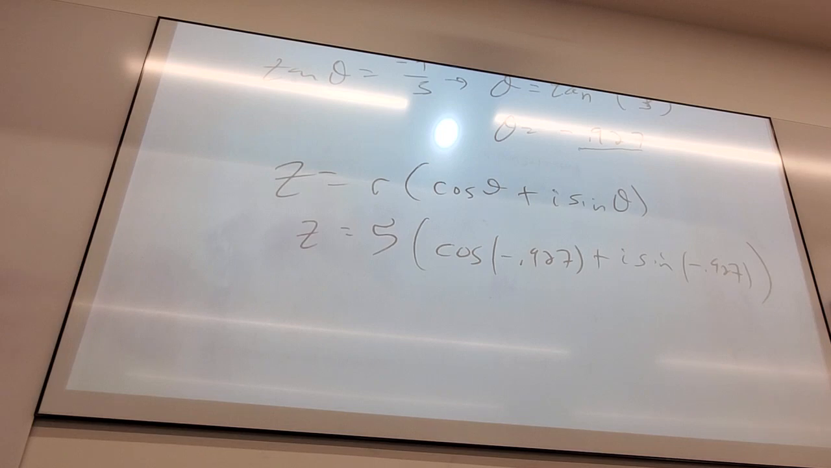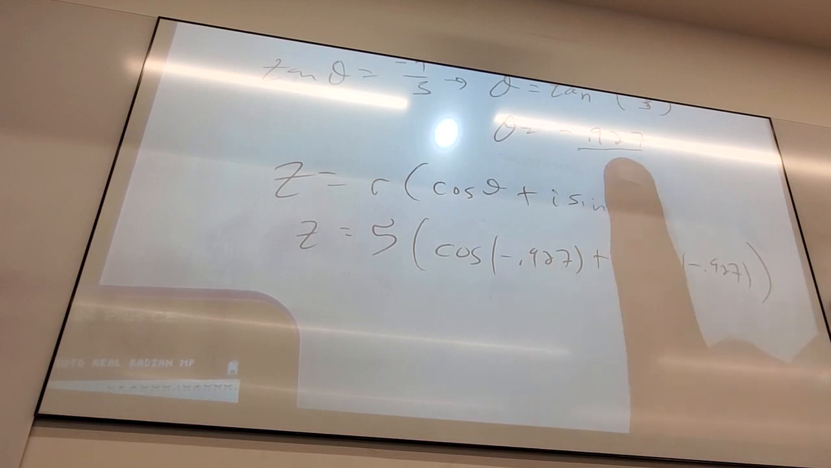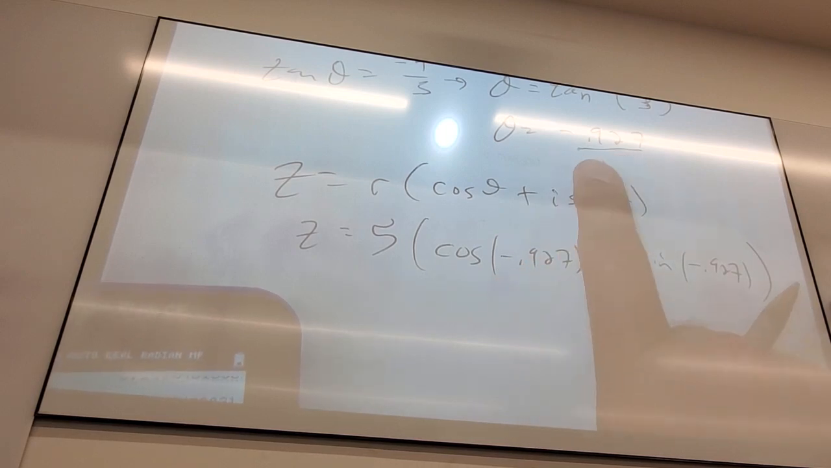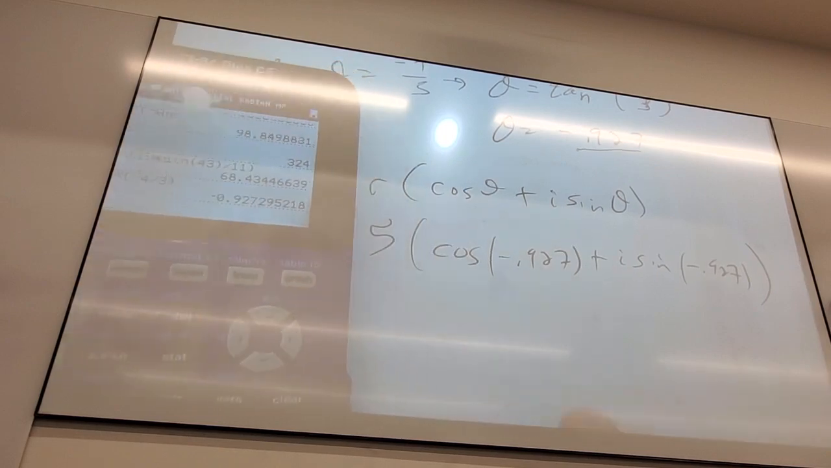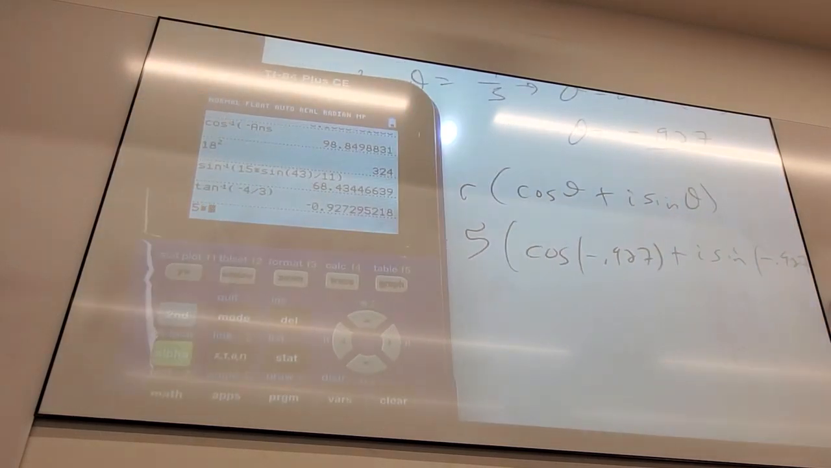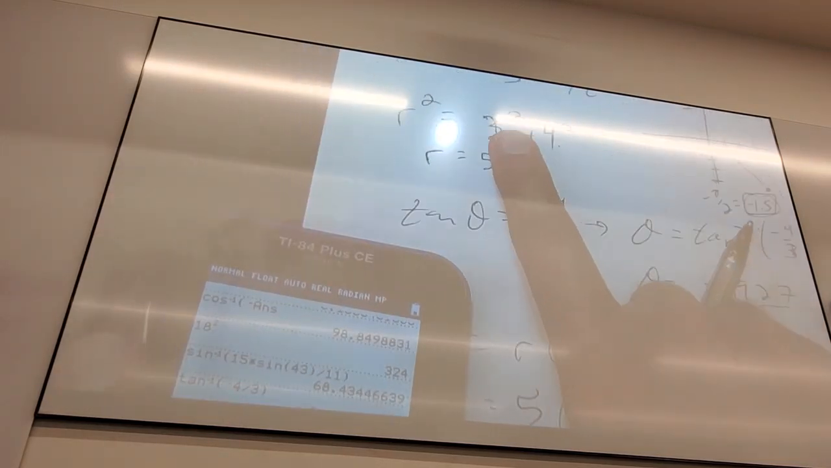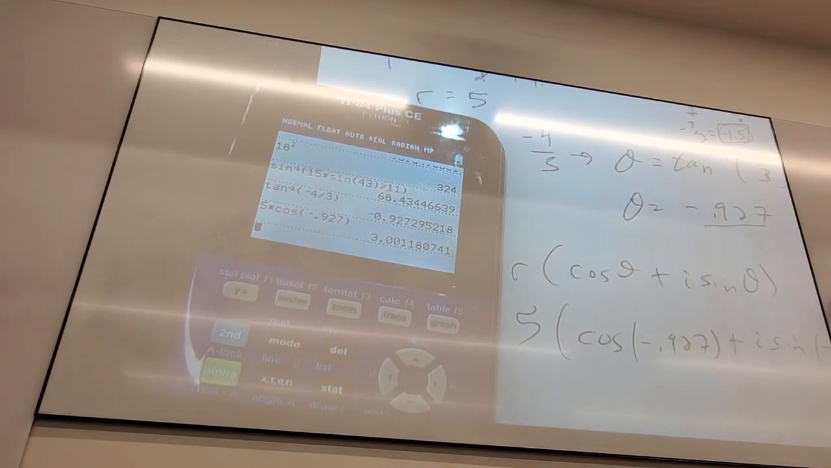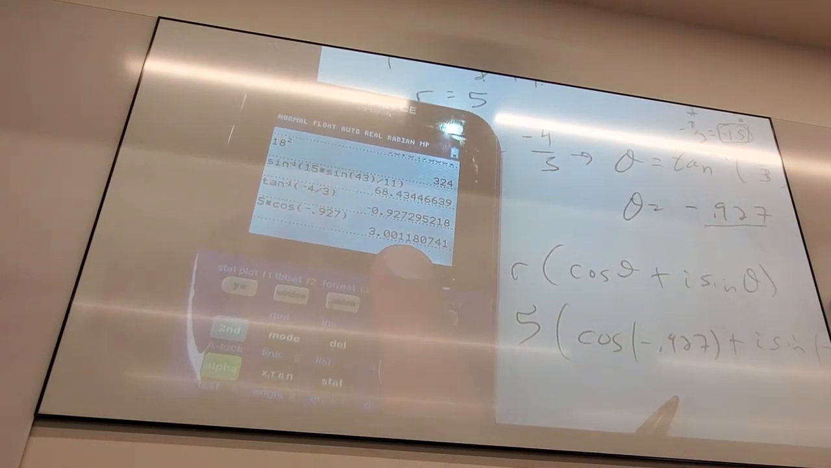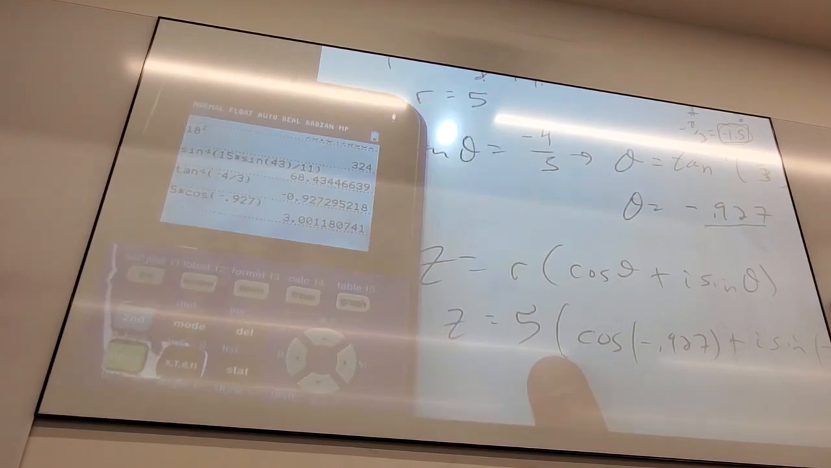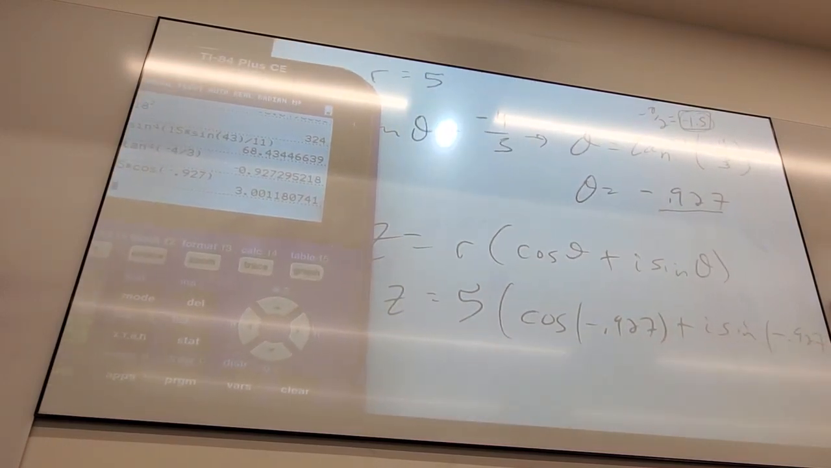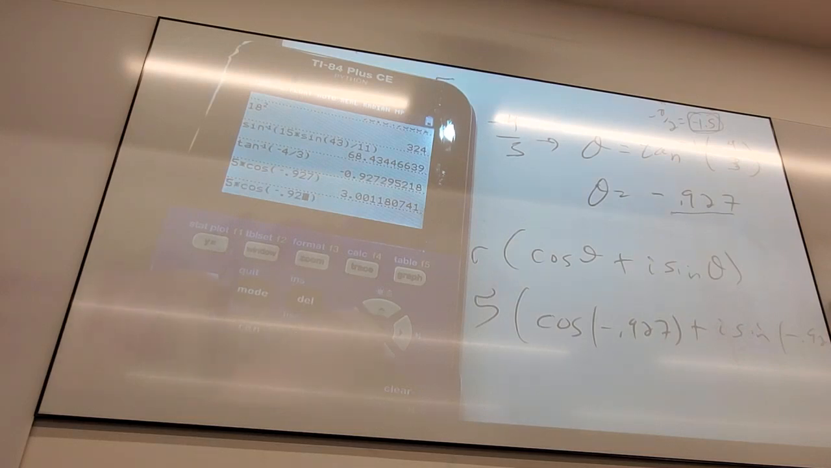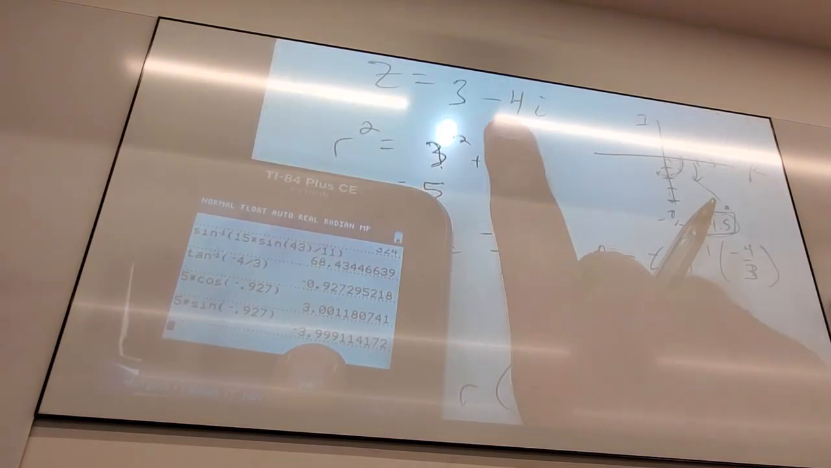Just to show you real quick, this isn't going to be perfect. Why is it not going to come out perfect? Because this number was rounded, correct? If I do 5 times cosine of negative 0.927, I should get the real part of this. I get roughly 3, yes? It's not perfectly 3 because we rounded. If I do 5 times sine of negative 0.927, then I should get the imaginary part. Negative 4.